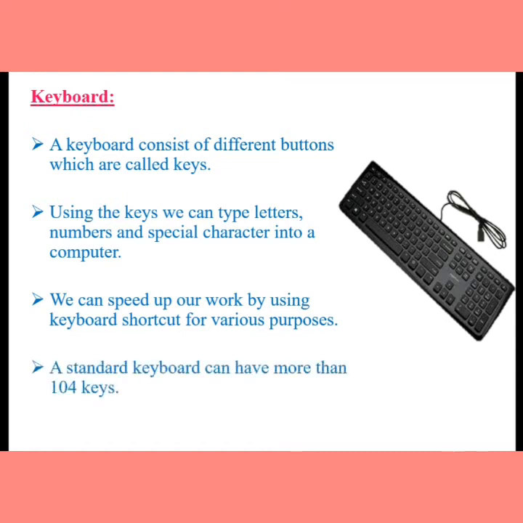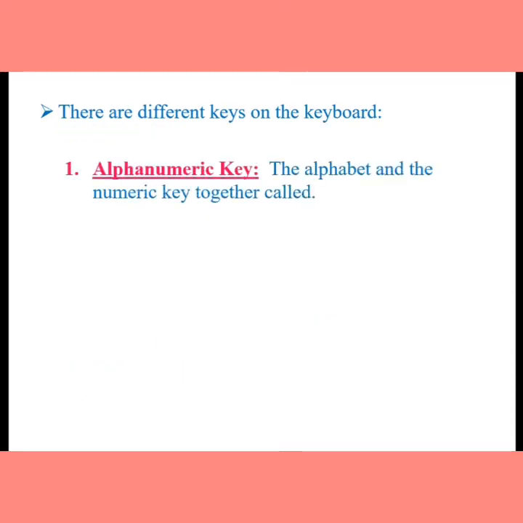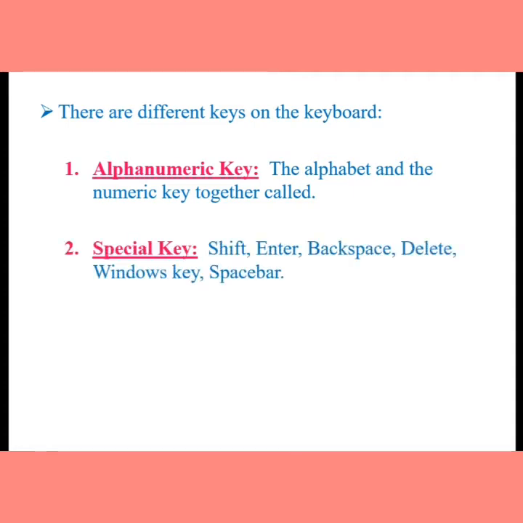Now, a standard keyboard has more than 104 keys, which are classified into different types. The first is the alphanumeric key. The alphabet keys and the numeric keys, that means the number keys, together are called the alphanumeric keys of the keyboard. Using the alphabet keys, we can input letters and words, and using the numeric keys, we can input any number to the computer. The next type is the special key.